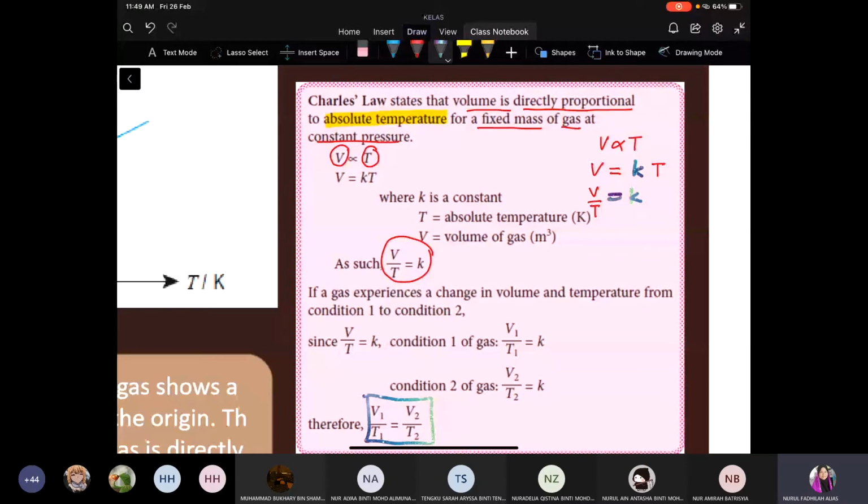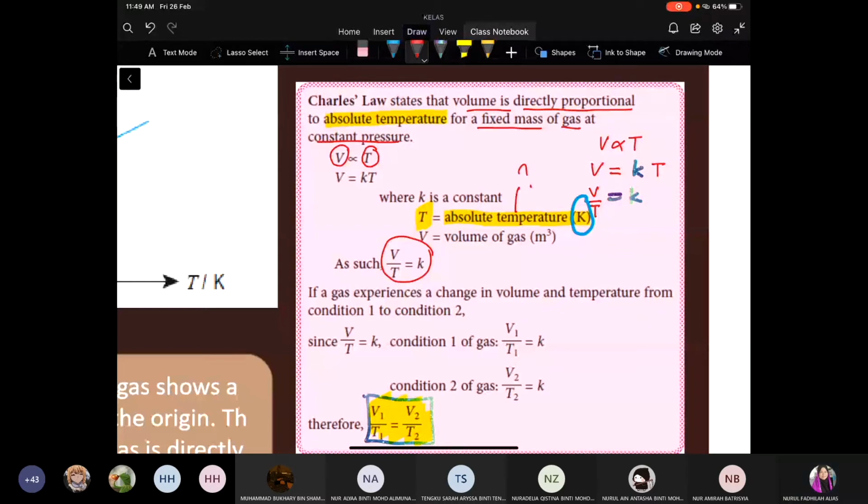This is the statement of Charles' law. I want to point out here, when you measure the temperature or do calculations to solve problems, the temperature must be absolute temperature. That means the temperature must be in Kelvin. Therefore, if you are given questions in degrees Celsius, you must change it to Kelvin. So the first question: how do you change temperature from degrees Celsius to Kelvin? Second, what is the meaning of absolute temperature?